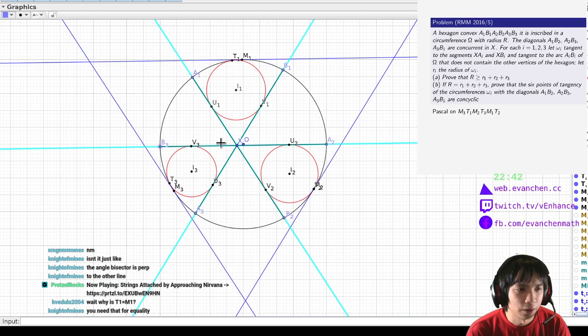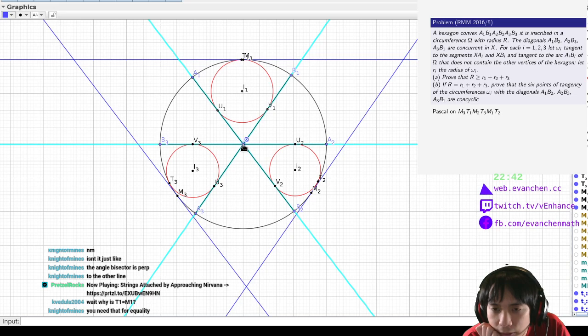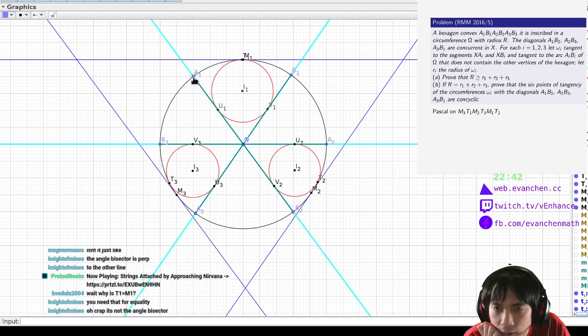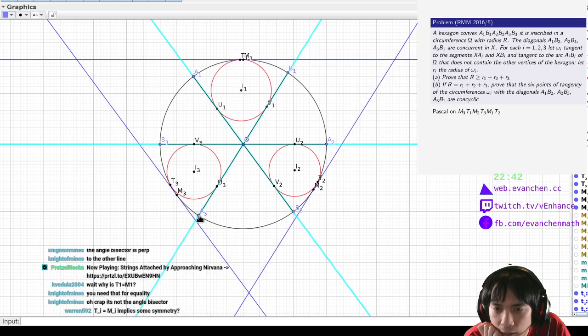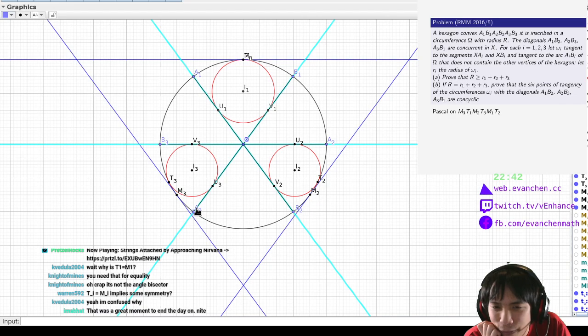We're talking about part B. So it's only if the arc midpoints. What I don't understand is how it's not equality at a regular hexagon. Did I mess something up? I messed something up. Am I just bad at drawing regular hexagons? 1, 2, 3. Oh, this is 3/5.